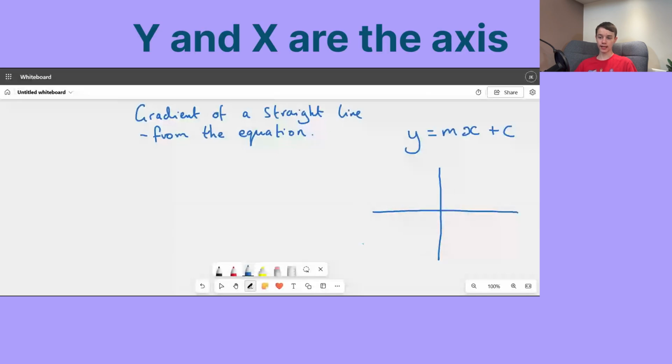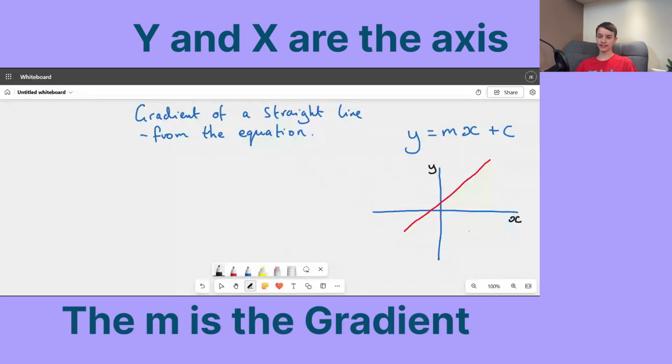Y and X are the axes. The M is the gradient. The gradient is the steepness of the line. And C is where the line intersects with the y-axis.